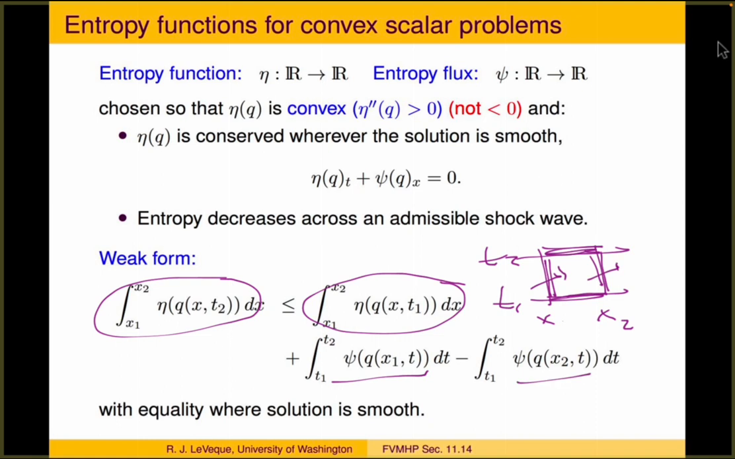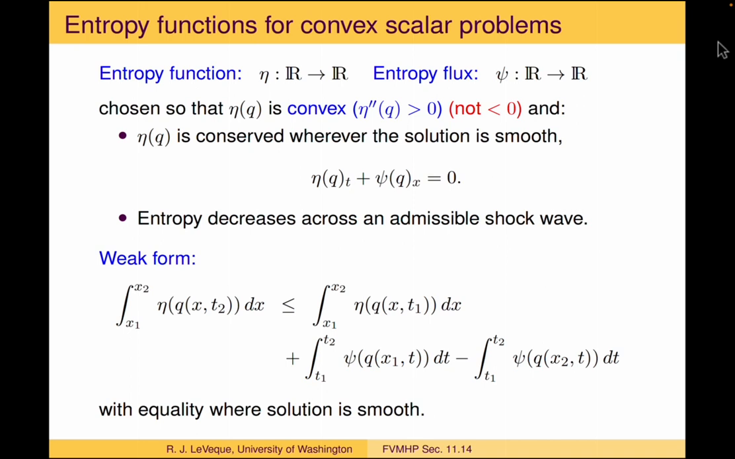So if we had this conservation law holding everywhere, then this less than or equal to would be equality. But in the case of the entropy, we want equality only where the solution is smooth, and otherwise we want this inequality. So how can we come up with a function that satisfies that sort of thing?